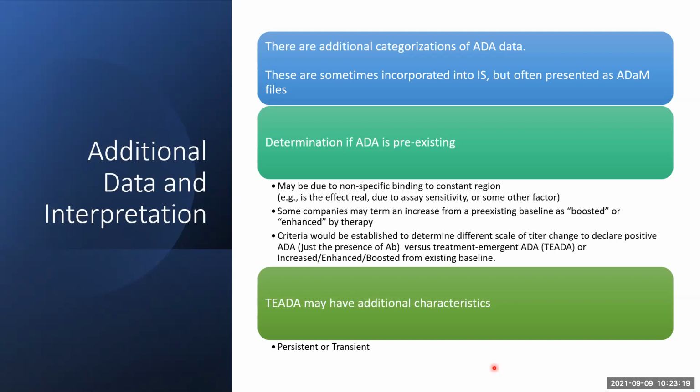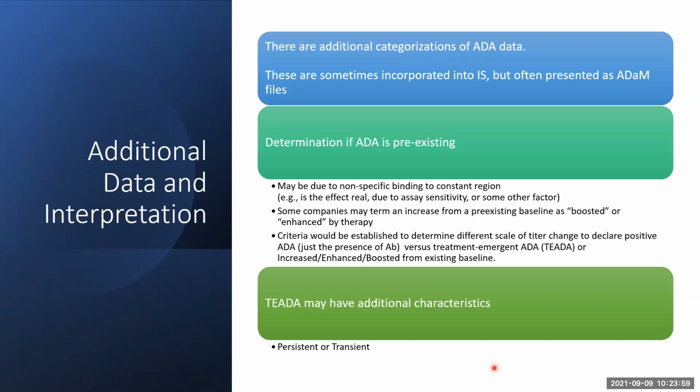And we have to assess, is this real? Do we see this non-specific binding due to assay sensitivity or some other factor? And so we may declare that if there is a positive titer, even before we've given drug. So generally when we do an ADA assessment, we do a baseline sample. And if we measure something, then we have to determine, okay, is some low level amount what we consider assay sensitivity, or an unspecified binding that we don't declare to be created due to the presence of the drug.